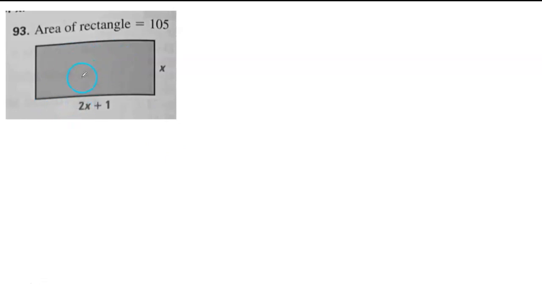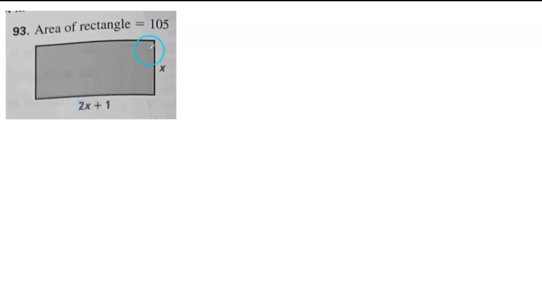As you can see, we have a drawing of a rectangle right now. Let's see what information is given. They gave me the area of the rectangle is 105. That's given. What is not given? If you see 2x plus 1 and x, most likely they're asking for the value of x or the dimensions of my rectangle. For that, I need to find the value of x. So let's work with the information that is given and the information that is not given.